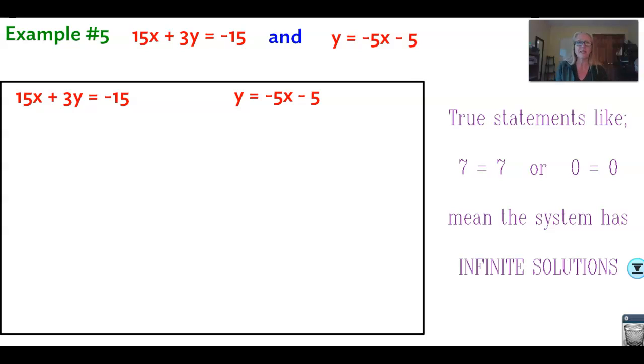This is an example of one that has infinite solutions, okay?